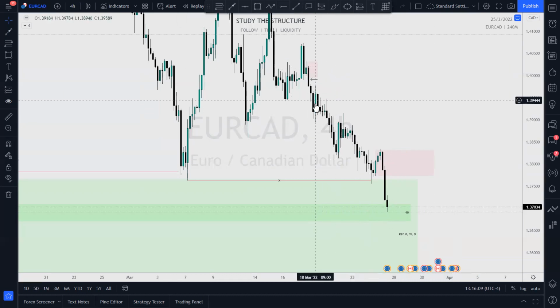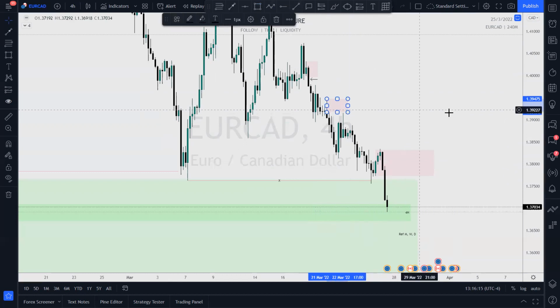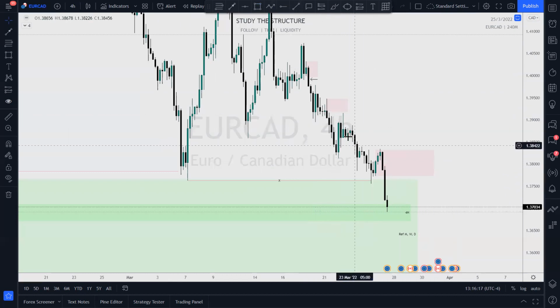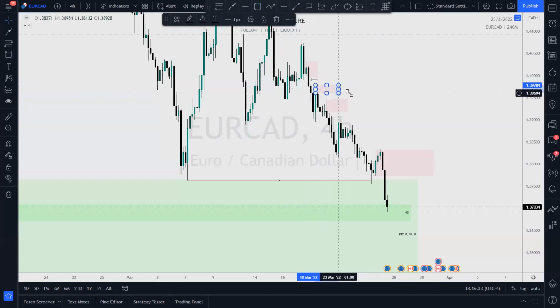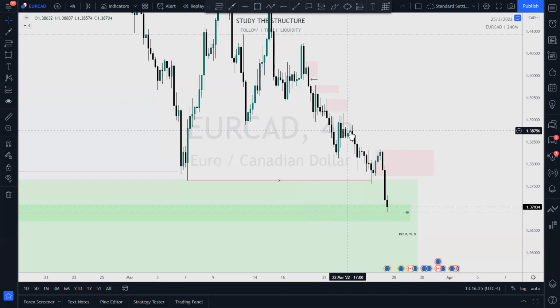From here, there is this zone. I'm not going to count them all. It has not been mitigated yet. This wick supply here, we have some wick supply here as well. I just now noticed that. We have wick supply here, and we come back up, pretty efficient price movement here.